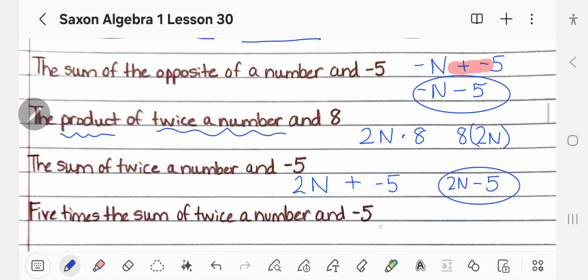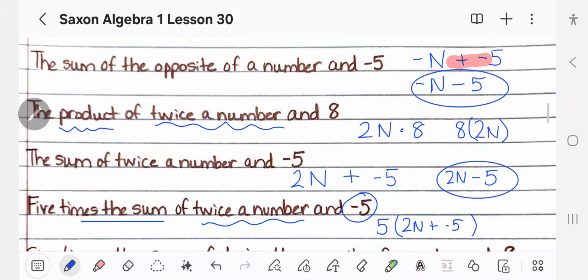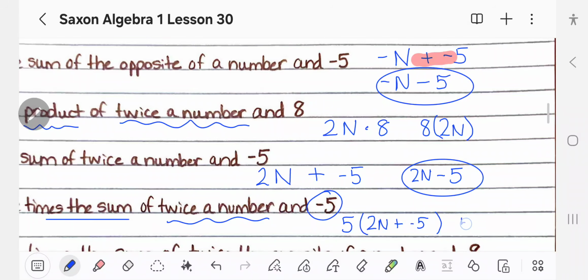5 times, what are we going to be multiplying by? We're multiplying the sum. So we're going to need them to do the sum first, so we'll have to put it in parentheses. Of twice a number, and this is a sum, and negative 5. And I could simplify that and say 5 times the sum, and that would be 2n minus 5, because we know that adding a negative is the same thing as subtracting.